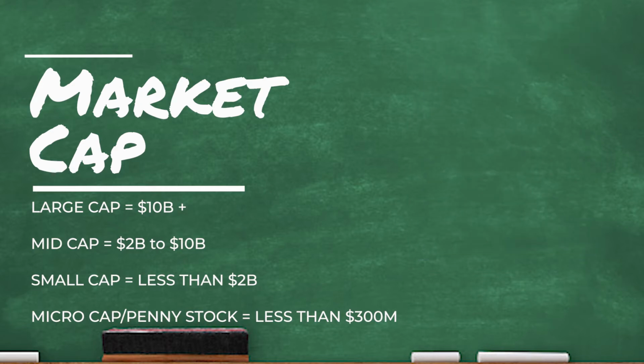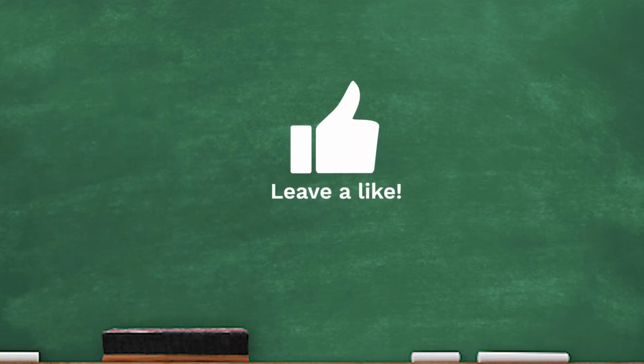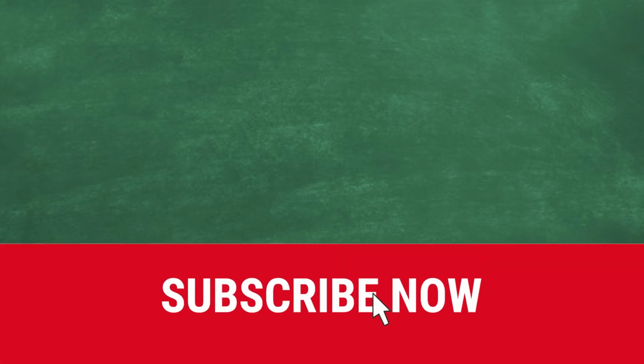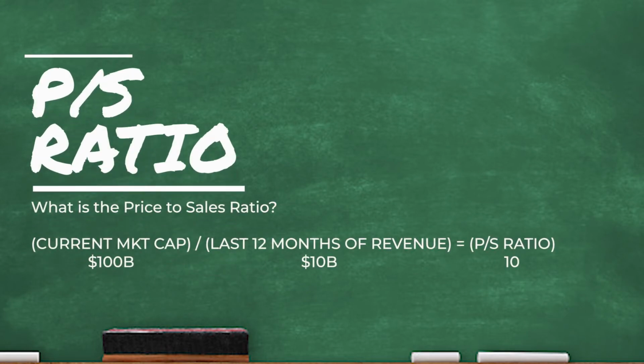Whether it's a small cap, mid cap, or large cap company, the only way to truly understand whether a company is under, over, or fairly priced is by taking a look at some other key metrics and eventually their financial statements. The first metric I always like to take a look at when looking into a company is the price to sales ratio, or PS ratio. This is simply the current market cap divided by the last 12 months of revenue. For example, if a company has a market cap of $100 billion and had sales of $10 billion in the last year, their price to sales ratio would be 10.